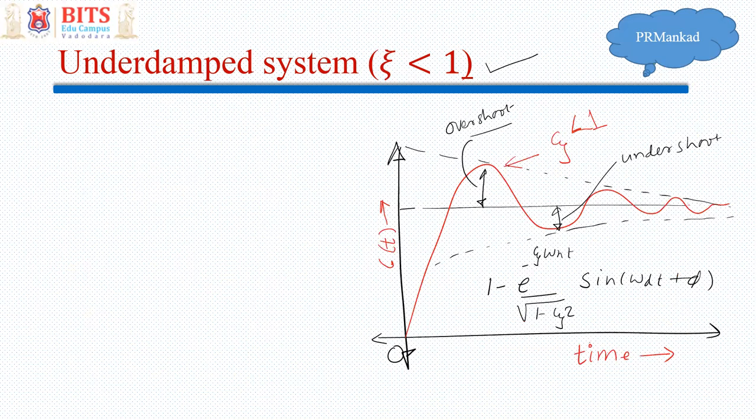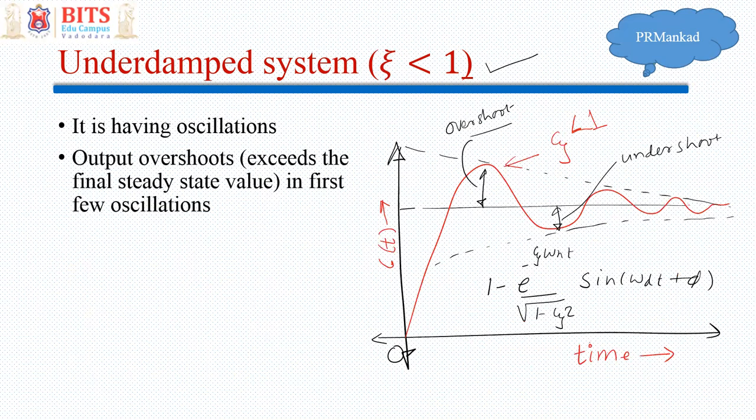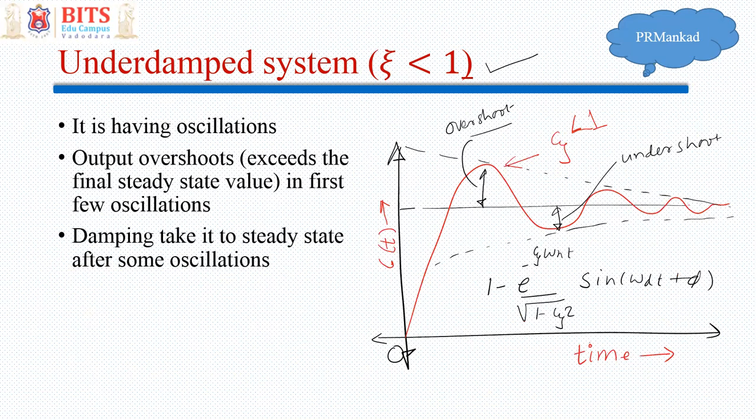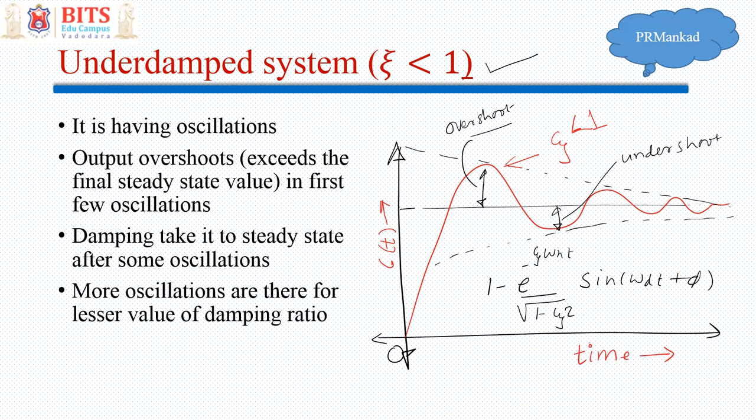So what are the features of an underdamped system? An underdamped system has oscillations. The output overshoots, it exceeds the final steady value in the first few oscillations. And you can see the damping takes it to the steady value after some oscillations. More oscillations are there if the damping ratio is poor, that means less. So compared to a damping ratio of, say, 0.8, a damping ratio of 0.2 will have more oscillations, right?